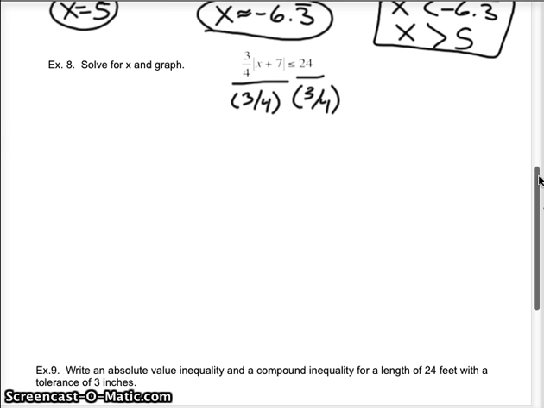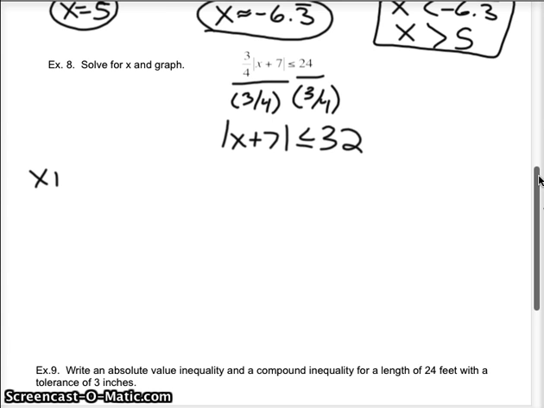So try it out in your calculator. Make sure you get absolute value of x plus 7 is less than or equal to 32. Great opportunity to make sure you're using your calculator right. Make sure you're getting that 32. If you don't, come see me and I will show you how to type it in.